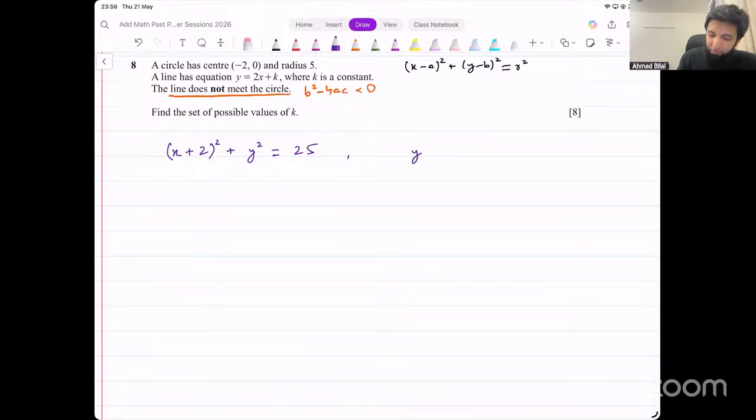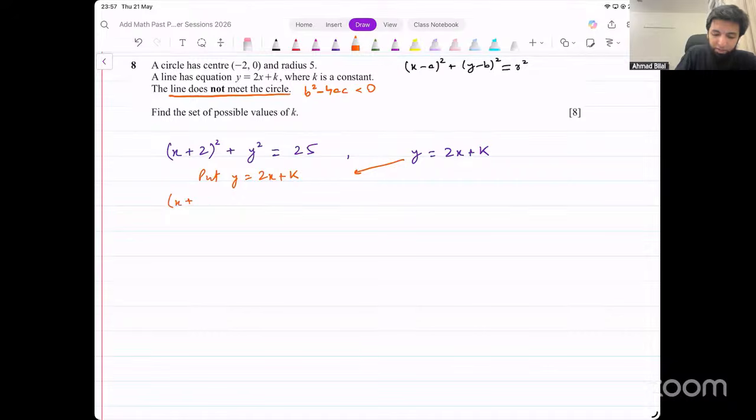Equation of the line that we have got is y equals 2x plus k. Now, since the line and the circle do not meet each other, if we try and find the point of intersection by using substitution, we should get no solutions for that. So what we can do is input y equal to 2x plus k in the circle equation. What does that give us?